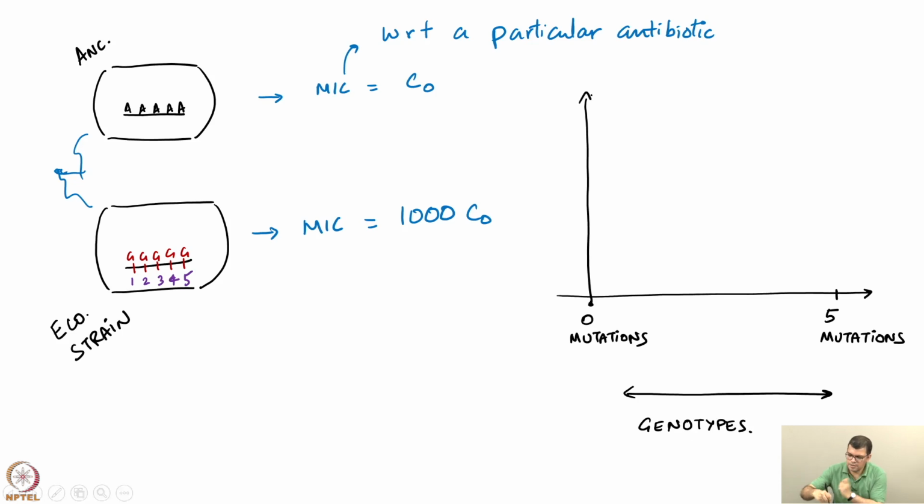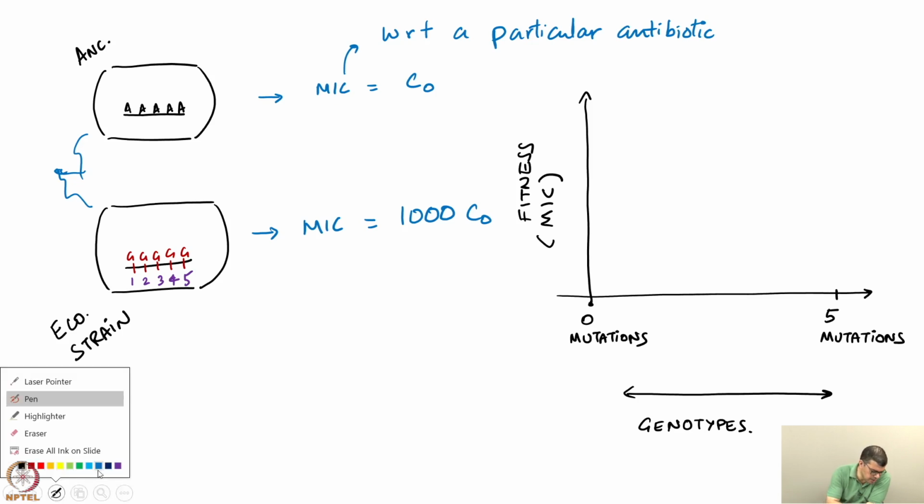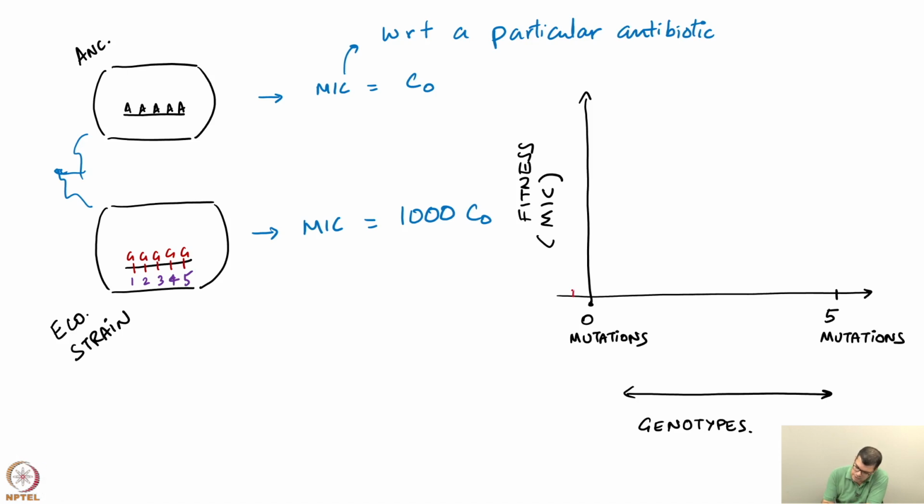On the y axis, in the fitness landscape, we have been seeing fitness, and fitness has been measured with a proxy which is growth rate, but in this case the proxy of fitness is going to be MIC. How much antibiotic can a strain sense in the environment and still be able to grow? That is a proxy of fitness in this particular environment. So, as we have seen, when you have 0 mutations, the MIC is really small, and it is just C naught. However, when you have all 5 mutations, then MIC is really high.